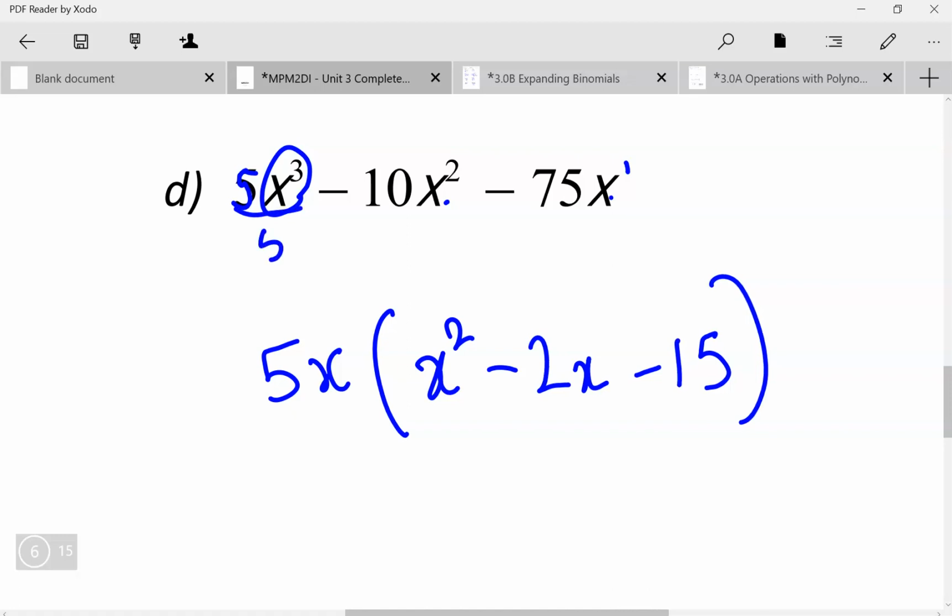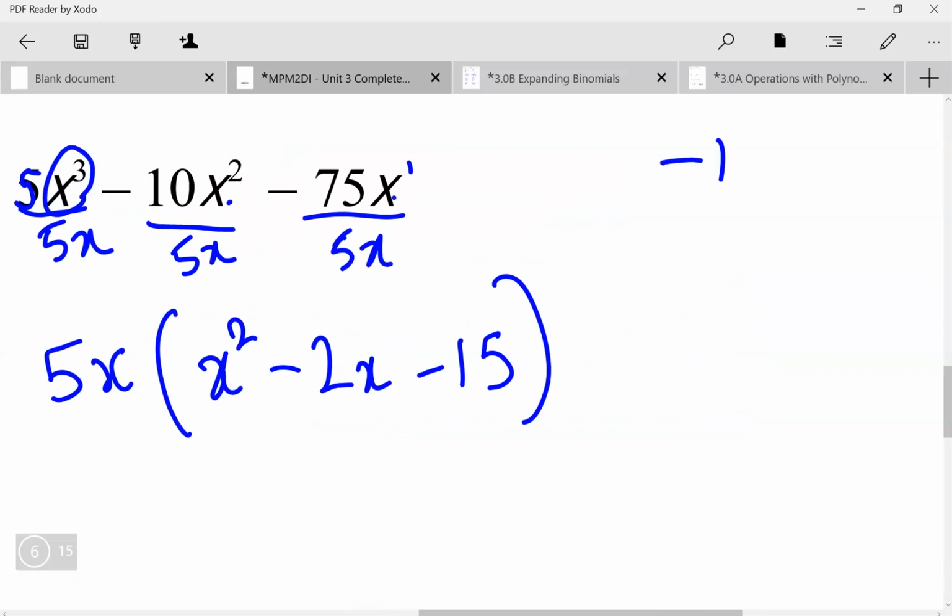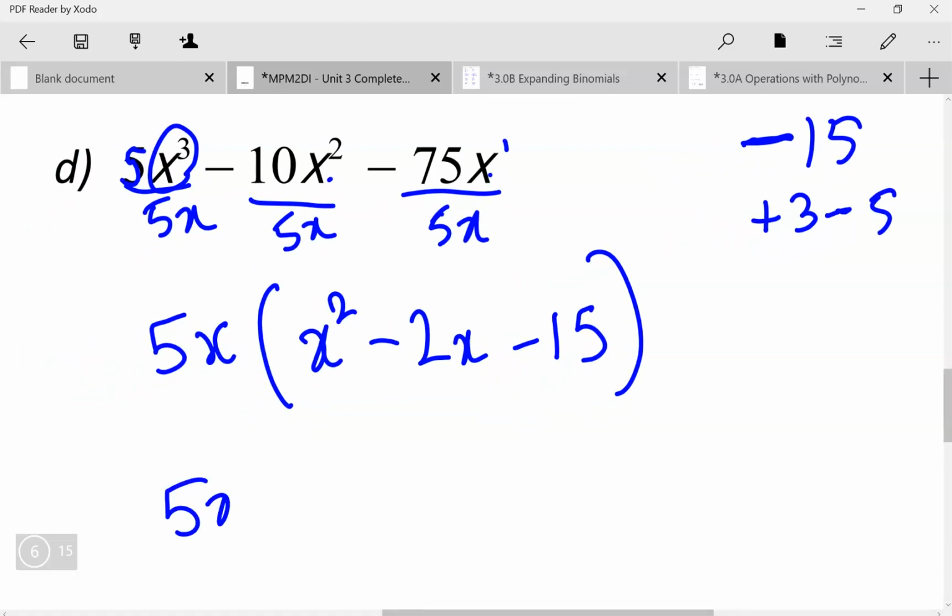Because I've divided each term in the expression by 5x. So, two numbers that multiply to -15. Let's see. It's a -15, so I have to subtract to get a -2. And 5 and 3 do subtract to give me 2. -5, +3 would work. So 5x.